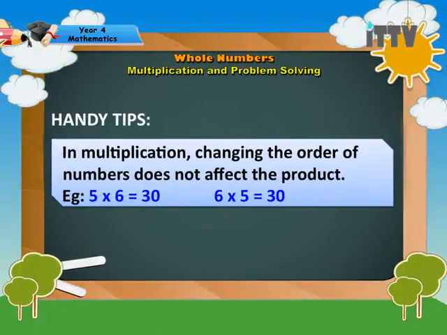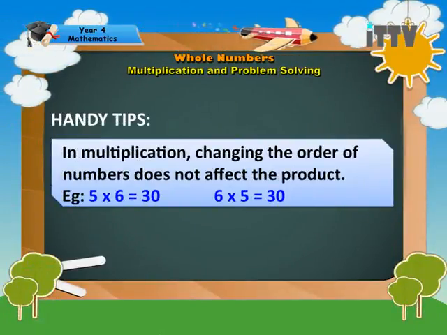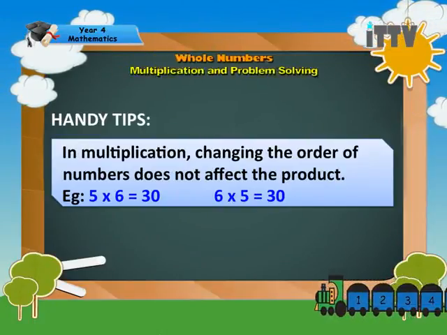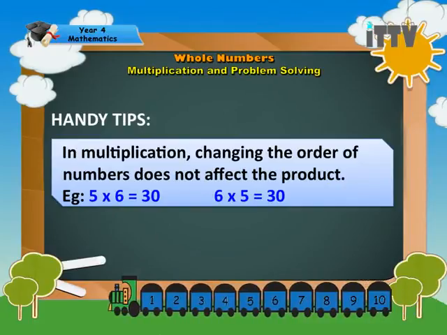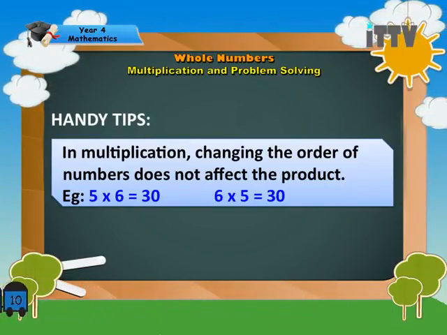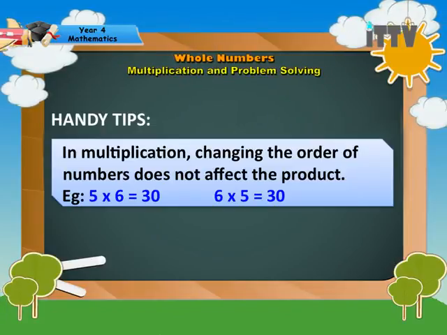Now, in multiplication, changing the order of numbers does not affect the product. For example, if you have 5 times 6 equals to 30, 6 times 5 will give you the same answer, which is also 30. Okay?